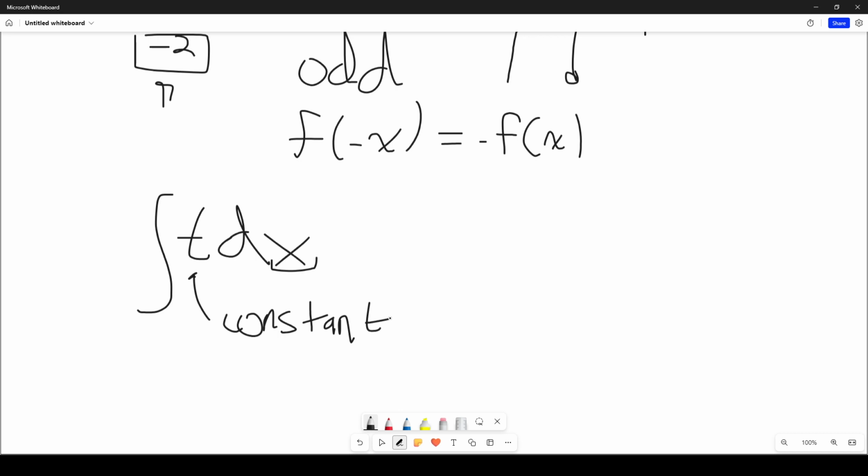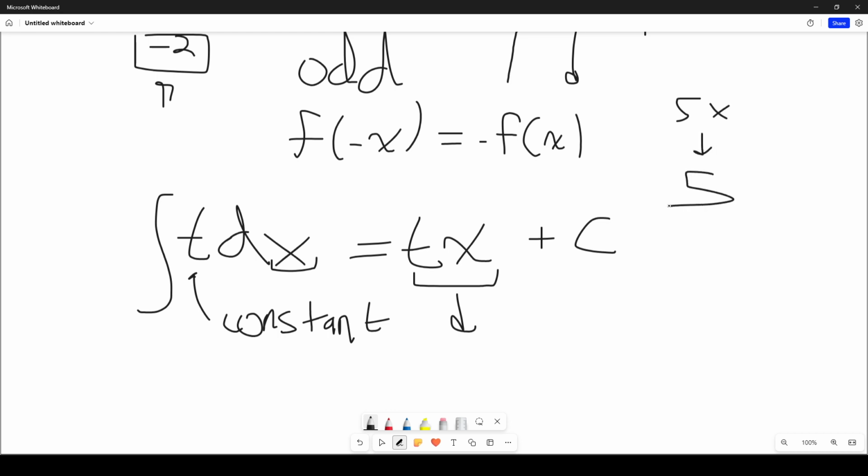In terms of our integral right now, t is a constant. So we're going to treat it as such. Think of t as some kind of number, like 5, 8, 22, whatever. So what this means is that we're just going to get tx plus c. And if you want to see how that works, well, if you take the derivative of tx, you're just going to get t.